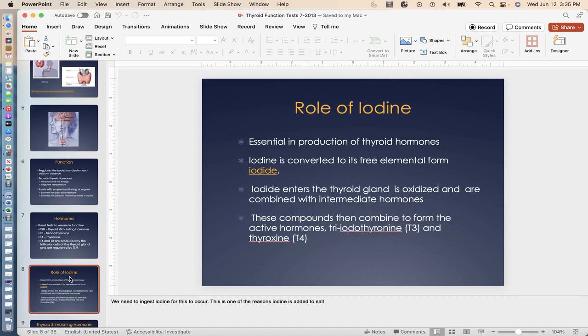The role of iodine. So we need to ingest iodine in order for thyroid hormones to be produced. This is why iodine was added into our salts. Not much of a huge deficiency in the United States, but other countries tend to have iodine deficiencies. So iodine is converted to its free elemental iodide. Iodide goes into the thyroid gland, it's oxidized, and then it's combined with intermediate hormones. These compounds are then combined to form the active hormones T3 and T4.